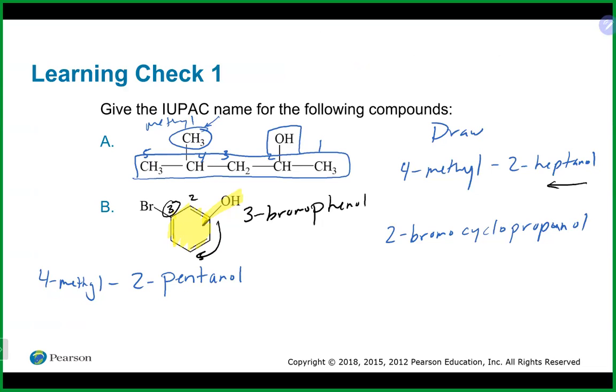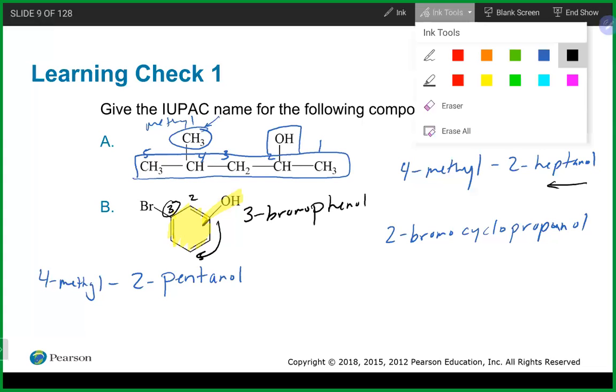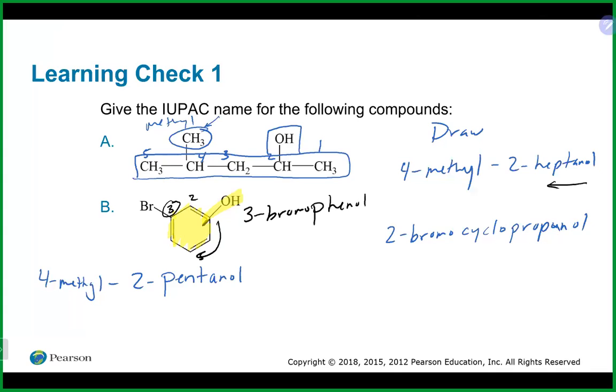All right. So heptanol: OL tells us it's an alcohol, and heptane tells us it's 7 carbons. So we'll start back here. 1, 2, 3, 4, 5, 6, and 7. I think I got them. And once again, you just want to start with the carbons. OL tells us an alcohol. The 2 here tells us that OH group is at carbon number 2.